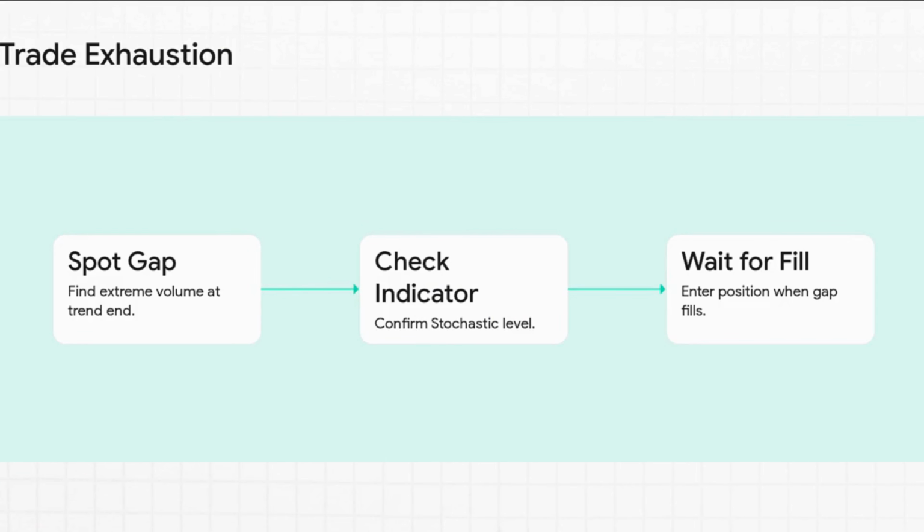To actually trade this without getting burned, you need confluence. Spot that extreme volume gap at the end of the trend, then check your stochastic indicator. If your stochastic isn't confirming an overbought or oversold level, scrap the trade entirely. Walk away. If it does confirm, you wait for the price to turn around and fill the gap. That fill, that's your entry trigger for a massive reversal trade.